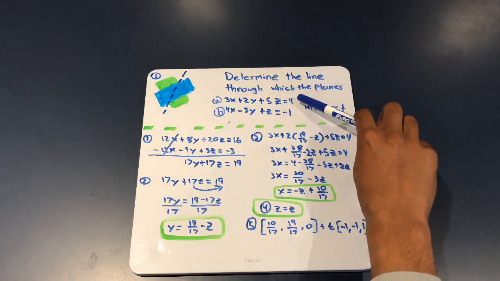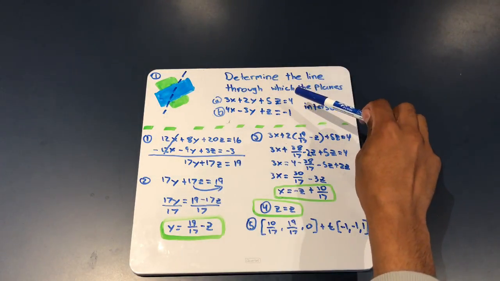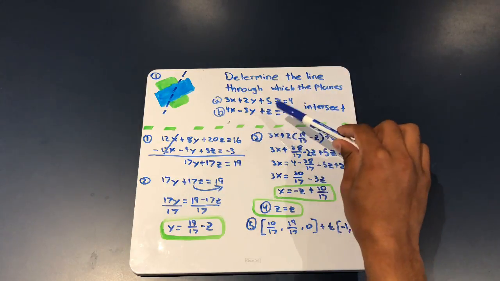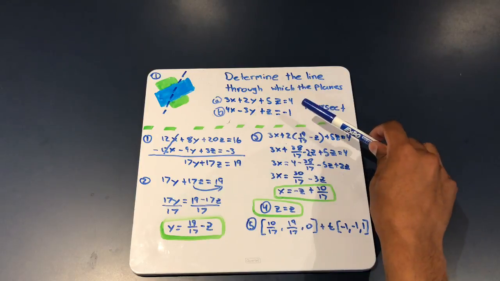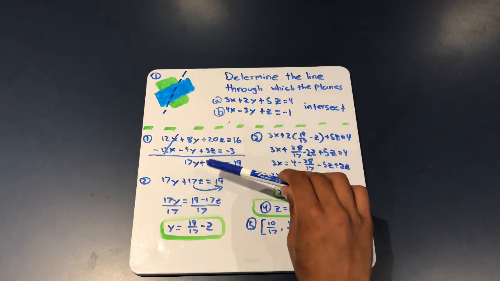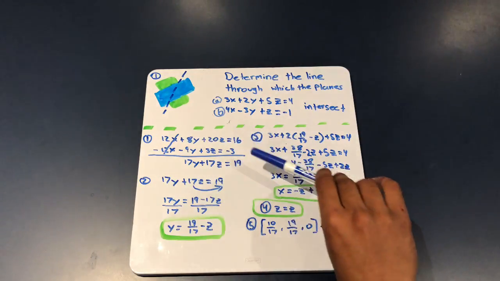So the equations we have here are A and B. Equation A is 3x plus 2y plus 5z equals 4, and equation B is 4x minus 3y plus z equals negative 1. So we want to find the line that intersects both equation A and B. So the first thing we want to do is method of elimination.